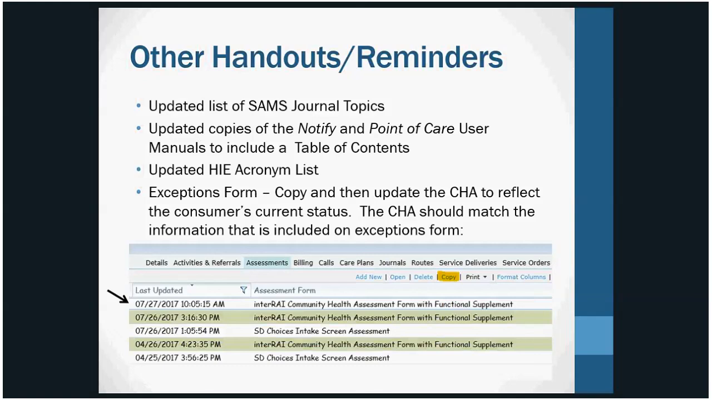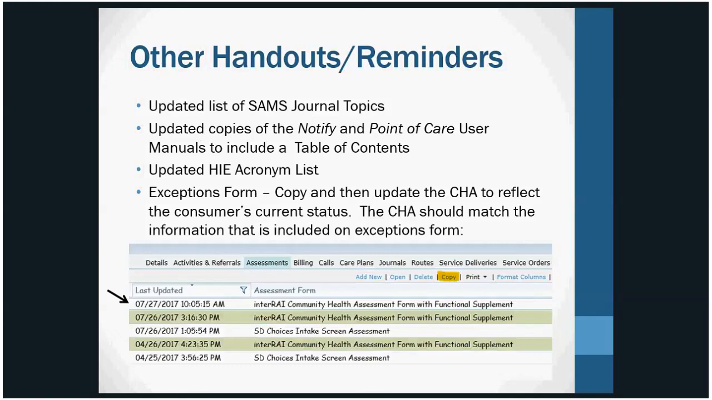You also received updated copies of the Notify and Point of Care user manuals, and both of them have been updated to include a table of contents to make things easier to find. And you also received an updated Health Information Exchange, or HIE, acronym list. Those are all the acronyms for all the hospitals that are participating in the HIE. So if you see that acronym in the notification, you can use your acronym list to determine which hospital the consumer is at, to make finding them and following up a little bit easier.